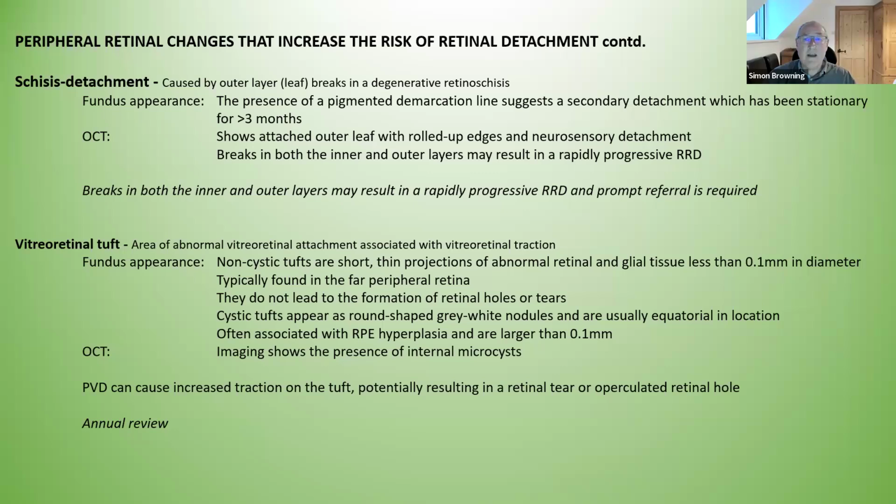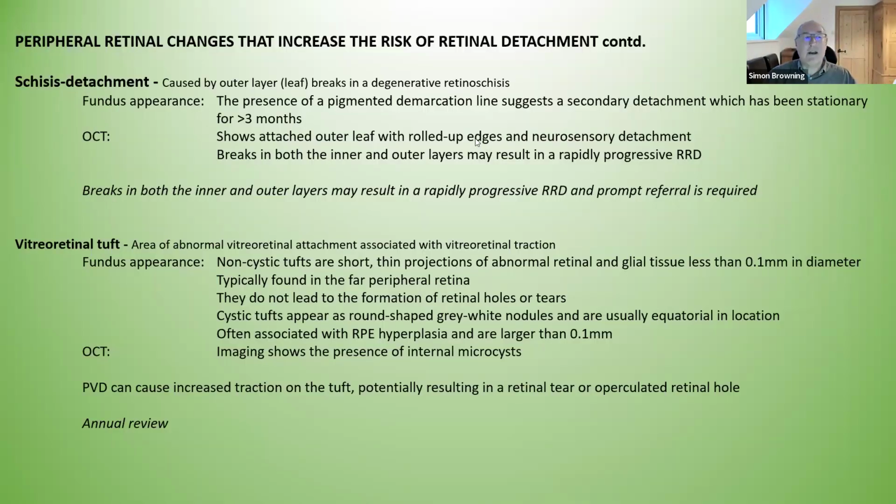I just bring those up really because again, these are little thin projections of abnormal glial tissue, typically found right out in the far periphery. They don't tend to lead to formations of retinal holes or tears, but when you've got vitreoretinal traction going on, then these extra areas of heavy attachment can sometimes cause tears there. So PVD will, at the time of PVD, cause increased traction on the tuft, so you could get a tear from there. But in the main, generally, annual review is what's required.